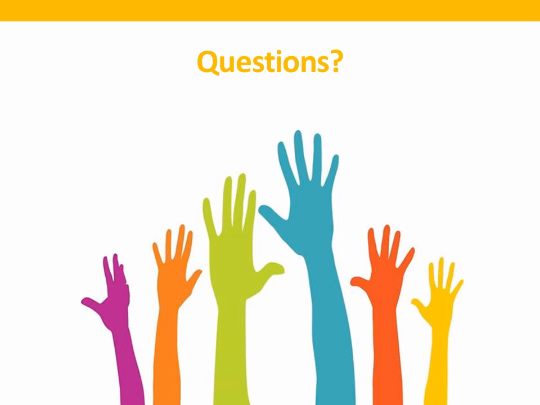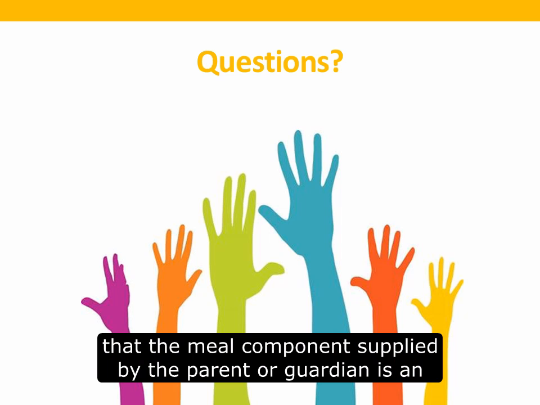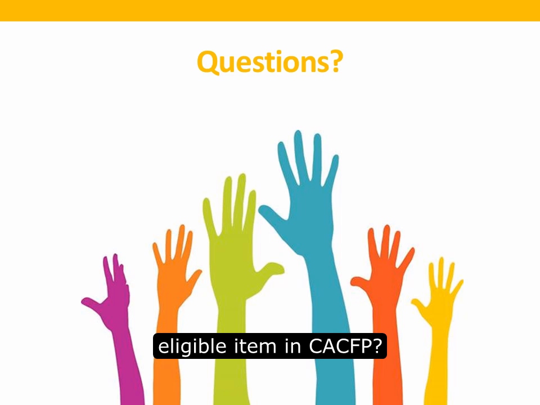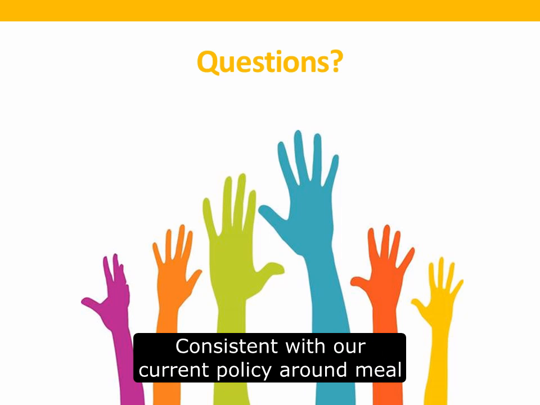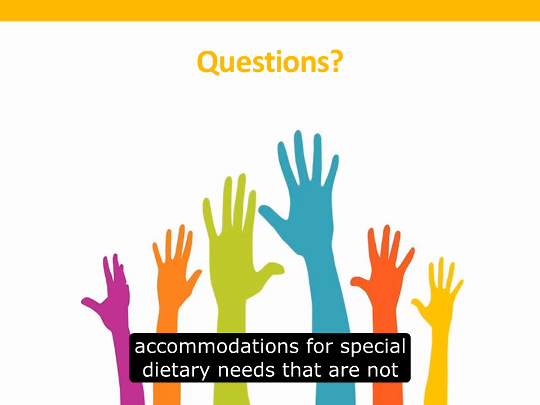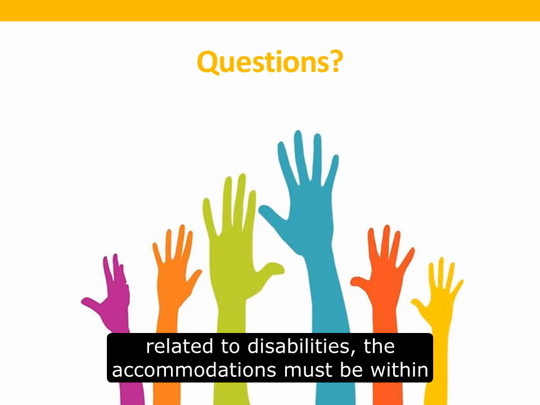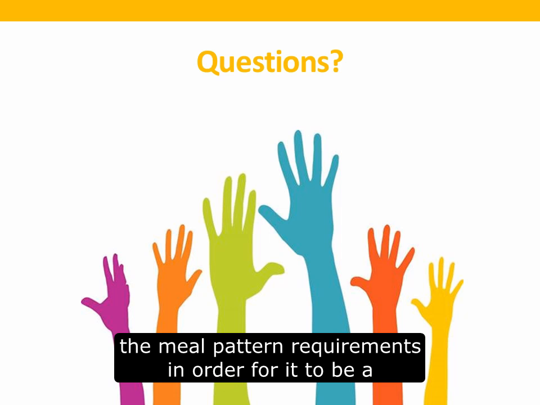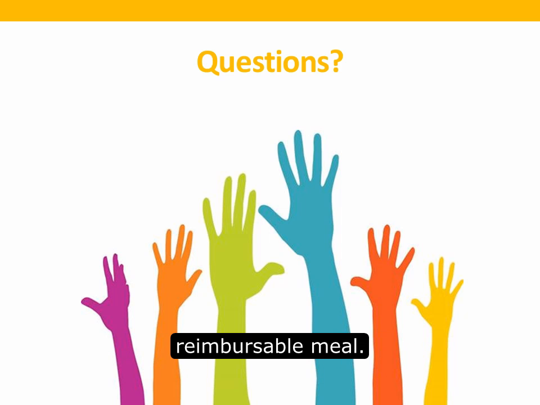I have a question of, will the center be required to ensure that the meal component supplied by the parent or guardian is an eligible item in CACFP? Consistent with our current policy around meal accommodations for special dietary needs that are not related to disabilities, the accommodations must be within the meal pattern requirements in order for it to be a reimbursable meal.